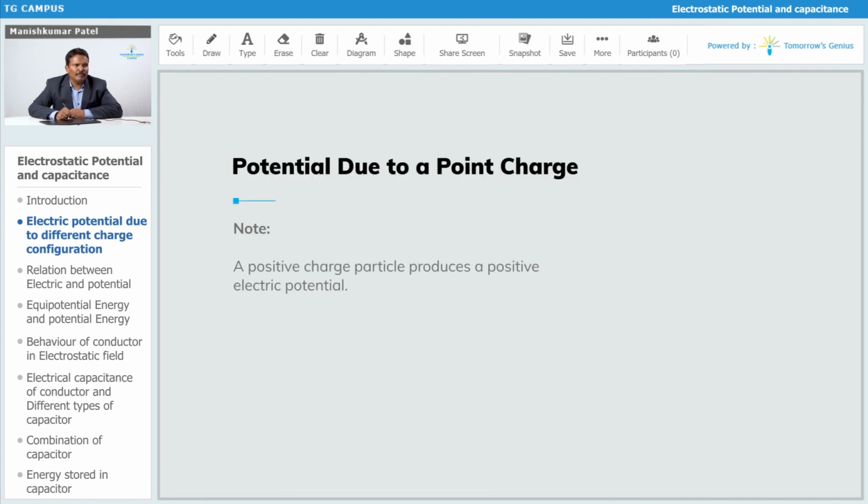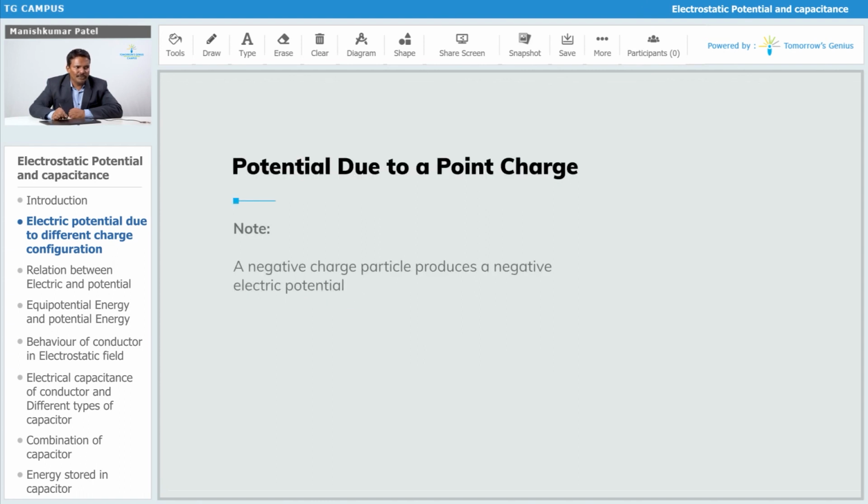So the thing is that now a positive charge particle produces a positive electric potential. Obviously this is Q and this test charge is Q naught. So this field exerts a force definitely, which is F is equal to Q into E, and the external agent has to do some work, then that work done will be positive. So the work in this case has been done by your external agent, so that's why it produces a positive electric potential.